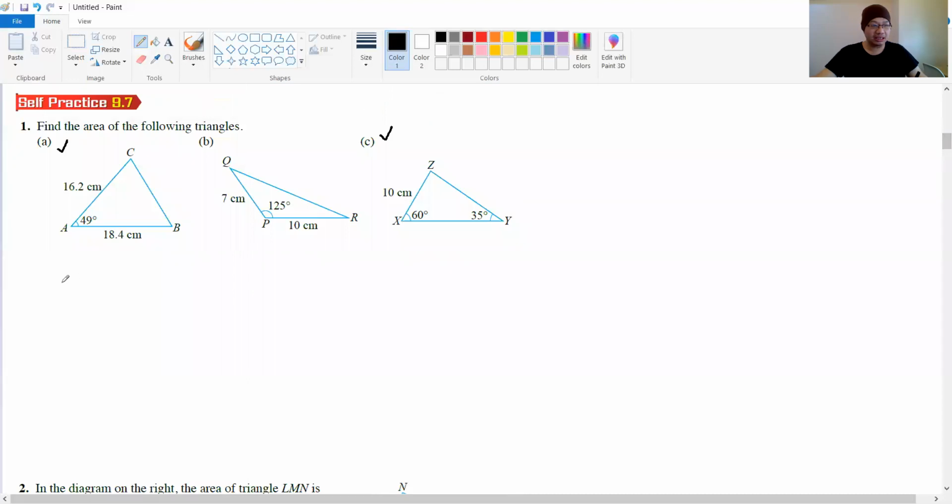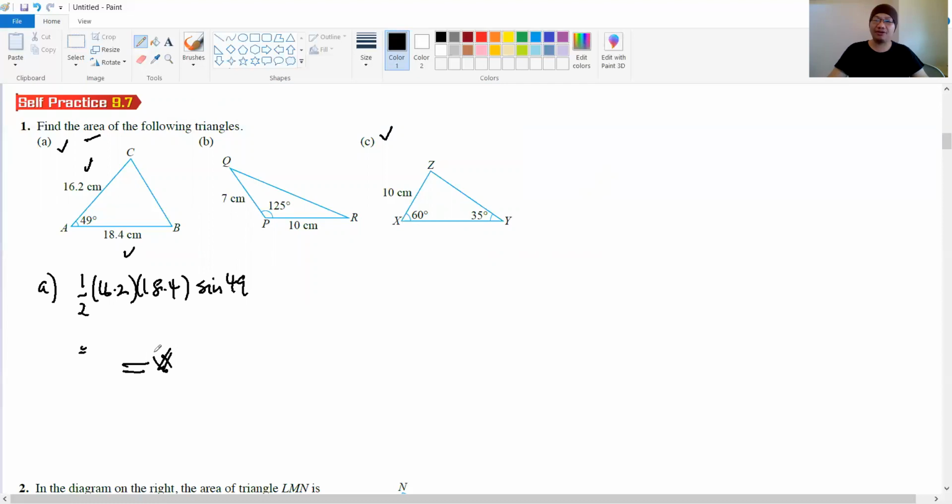A. Okay, so the first question here, we want to find the area. We have the V shape again. We have the length on the left and the length on the right and the angle in between them. So very straightforward: 1/2, 16.2, 18.4, sine 49. Then you get the answer. Please calculate and leave your answer here. Then that is your answer for number 1A. Okay, this one is very easy, so I leave it for you. So how about C?